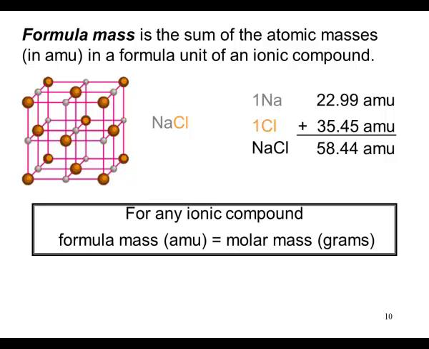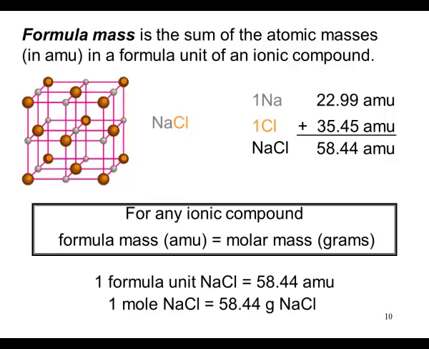For any ionic compound, the formula mass is equal to the molar mass expressed in grams. One formula unit of sodium chloride is 58.44 AMUs, but a mole, don't forget that's Avogadro's number, is 58.44 grams of sodium chloride.